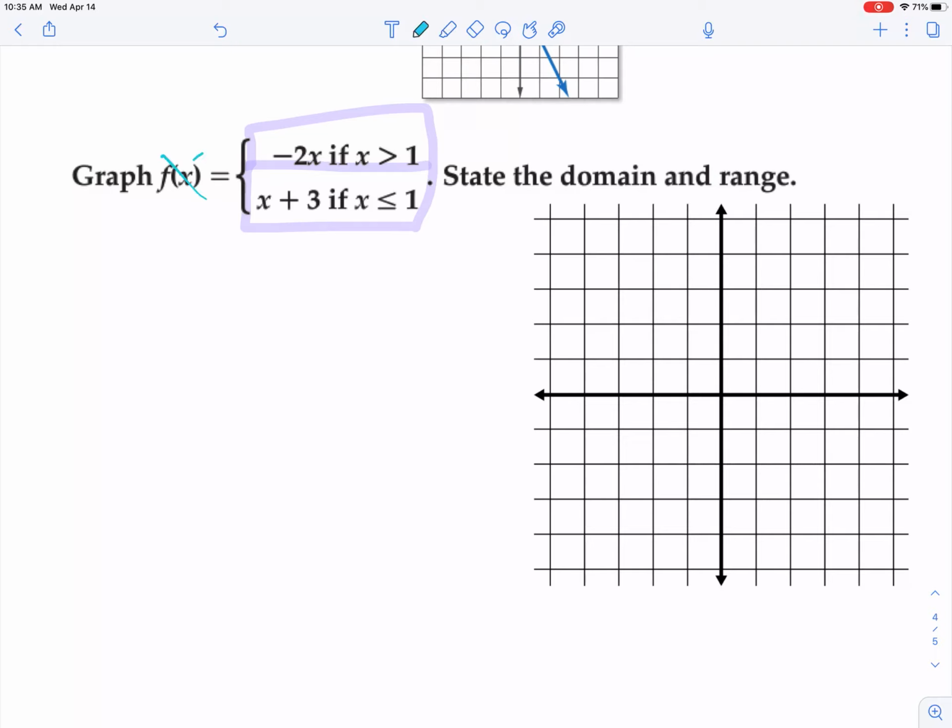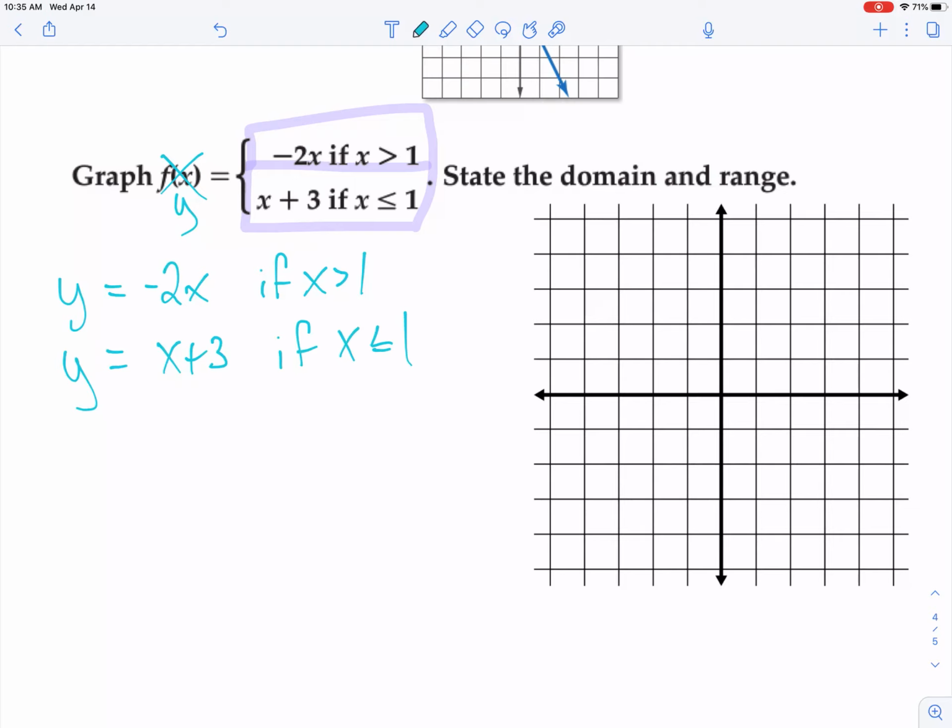And by the way, I don't like f of x. I'm going to write that as y. Y equals negative 2x. Put a big space and then the word if, x is greater than 1. Y equals x plus 3, big space, if x is less than or equal to 1.